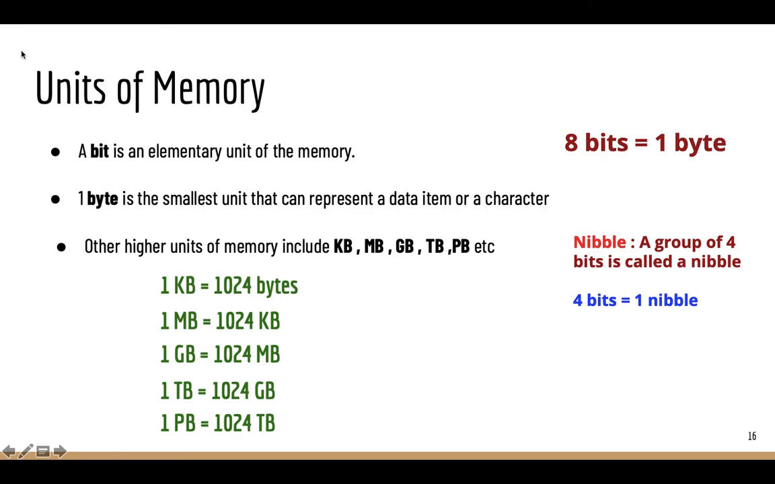Now we will recognize a certain pattern in these memory units. The pattern is that every higher memory unit is equal to 2 to the power 10 of its lower unit. 2 to the power 10 is equal to 1024. Now if I take the example of kilobyte and megabyte, what is the next higher unit of KB? It is MB. So 1 MB is equal to 2 to the power 10 KB, that is 1024 KB. That's all about the memory.